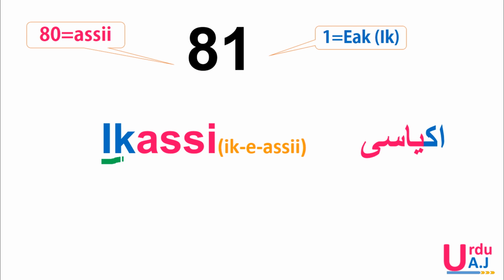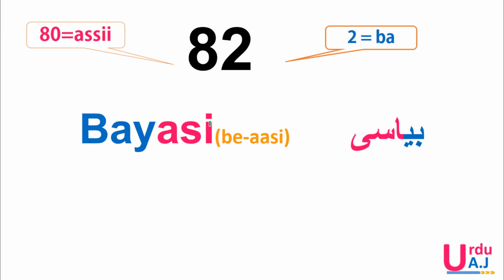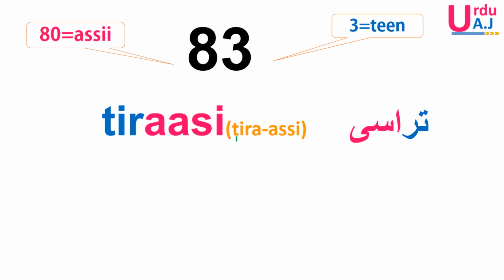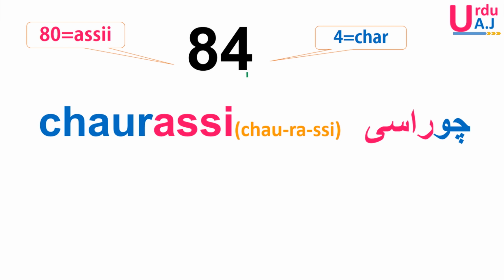81. Ekasi. Ek means 1 and asi means 80. So 1 and 80. Ekasi. But usually we say 81, 82, 83, 84. Chorasi. First say cho and then say ra and then say si. Chorasi. 84.